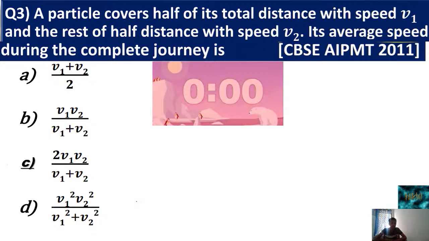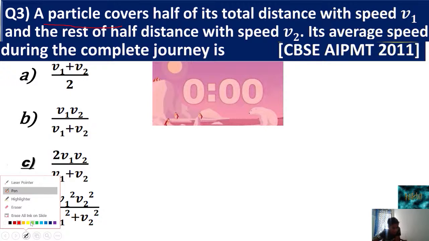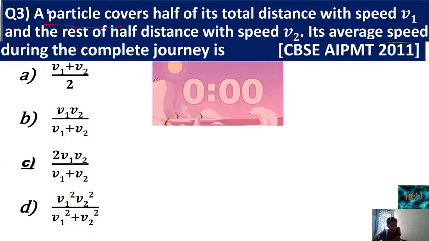So now how will you all solve it? It has given us a particle that covers half of the total distance with speed v1, and the rest with speed v2. We have to find its average speed.